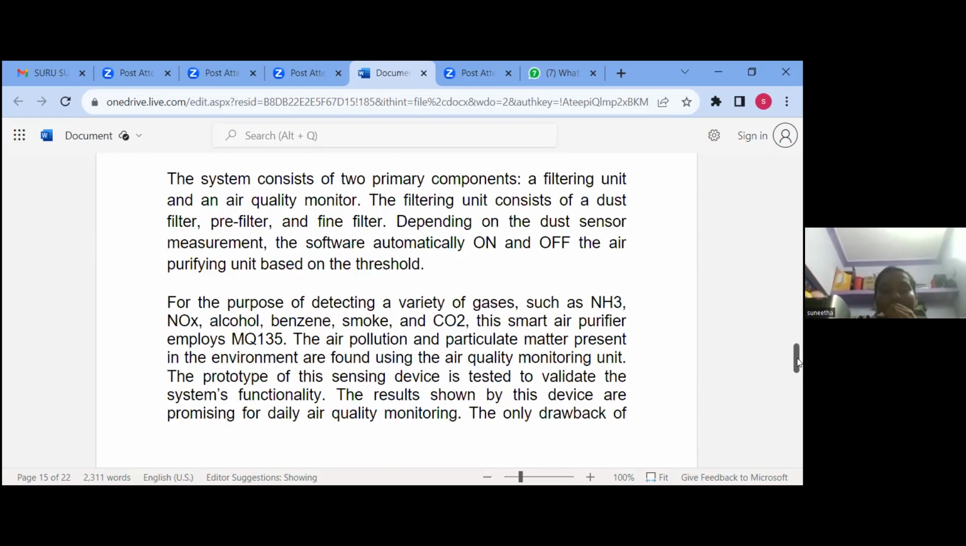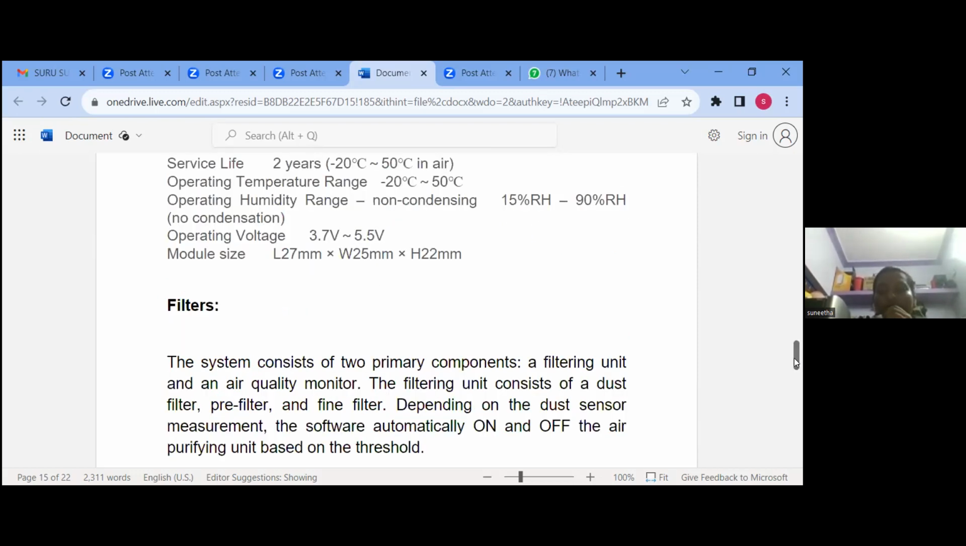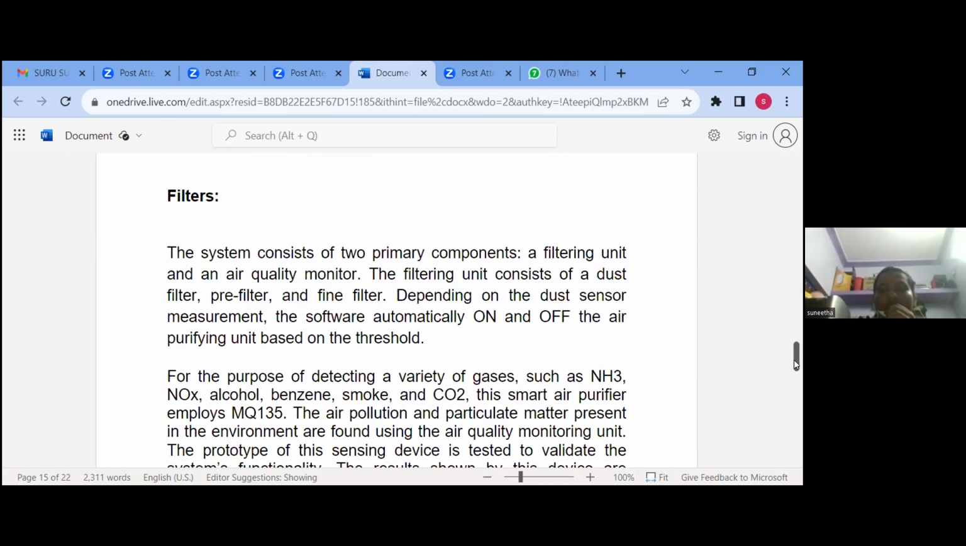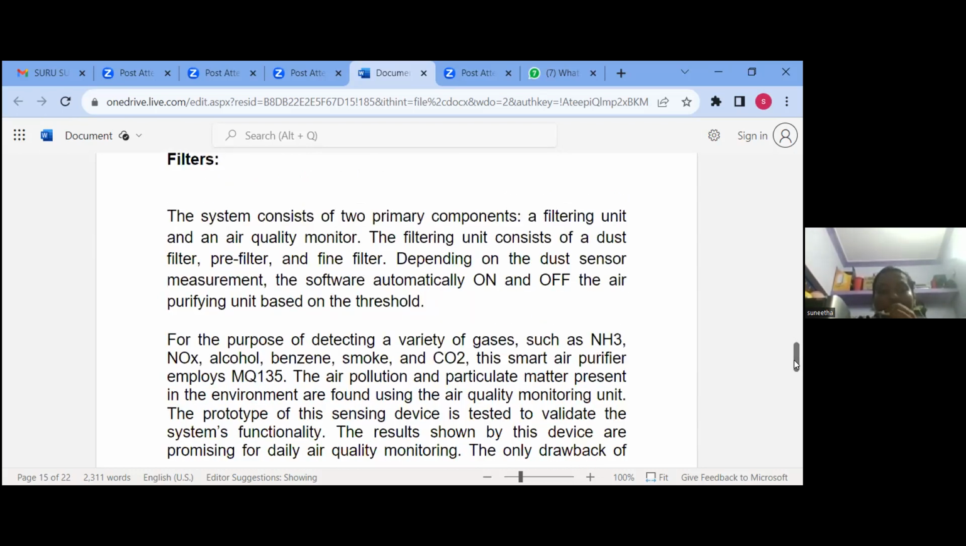Next is filters. The system consists of 2 primary components, a filtering unit and an air quality monitor. The filtering unit consists of a dust filter, pre-filter, and fine filter. These are important parts of filtering. Depending on the dust sensor measurement, the software automatically turns the air purifying unit on and off based on the threshold. Based on the pollution level, filters can be automatically turned on or off.